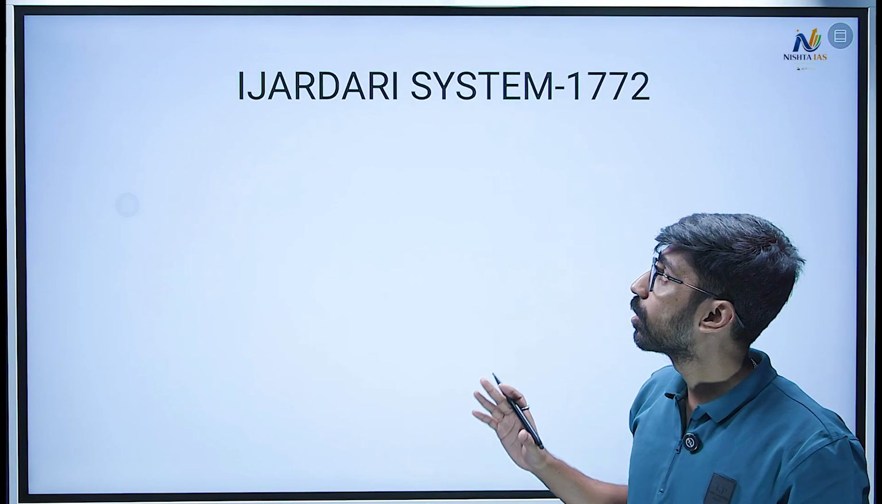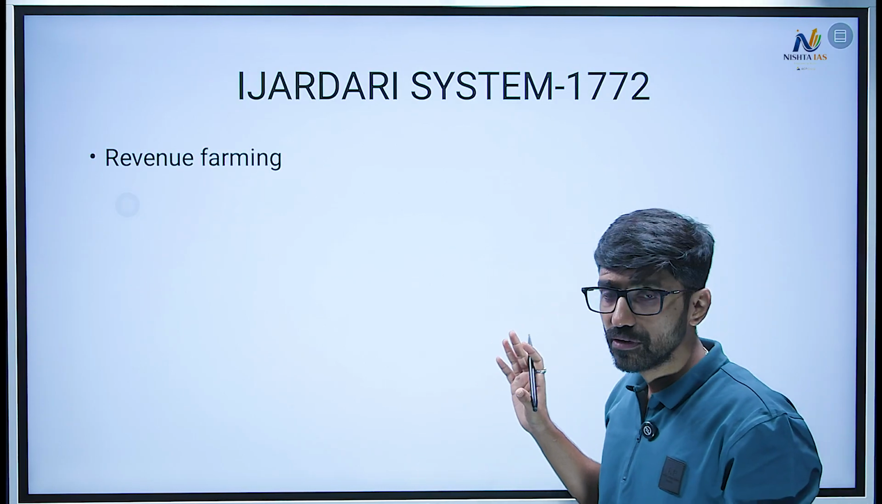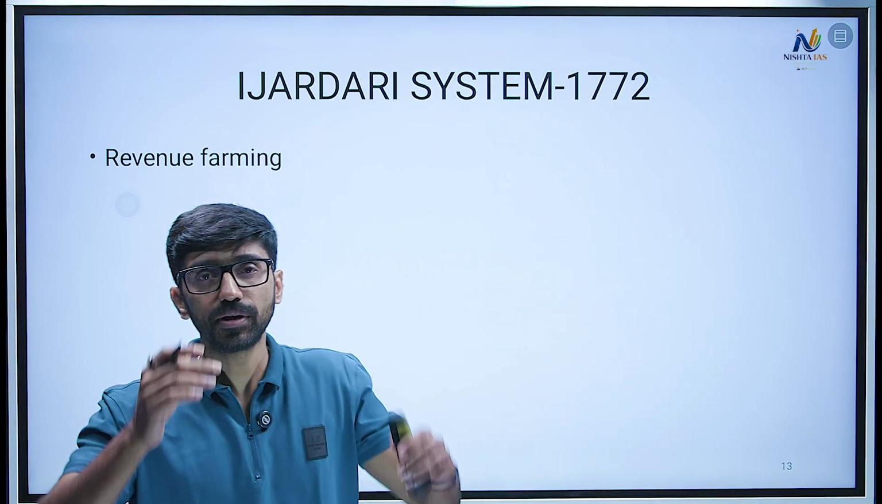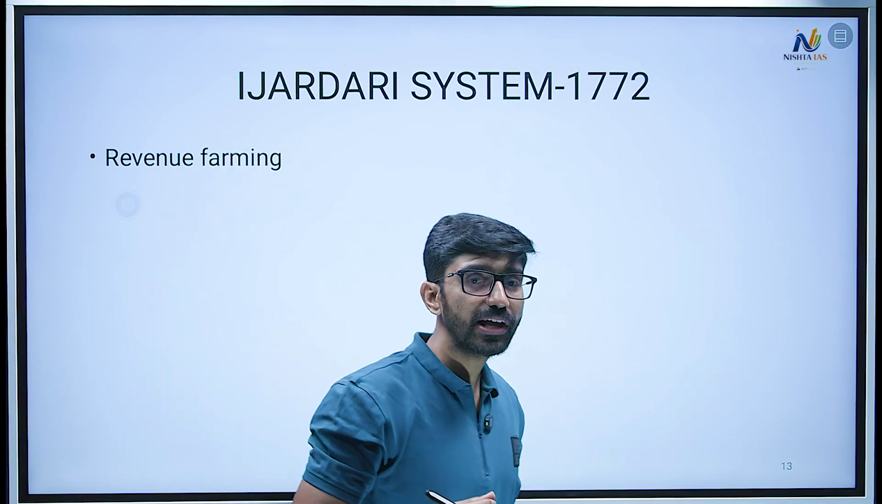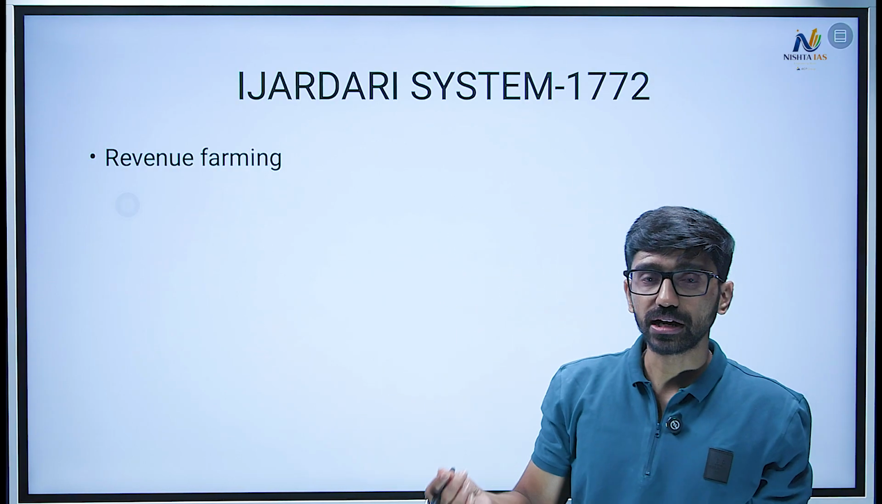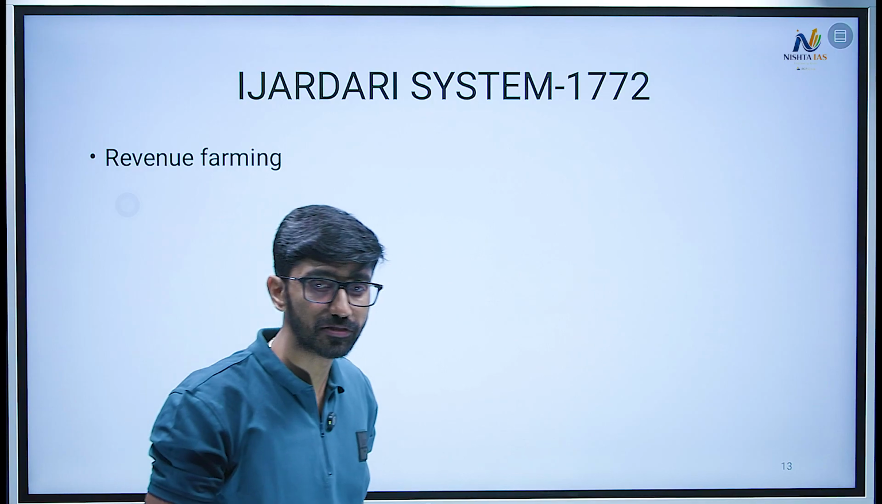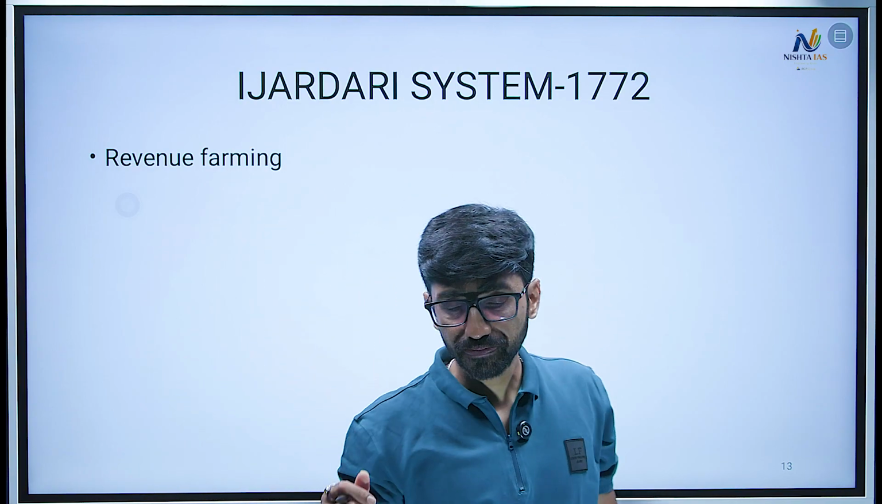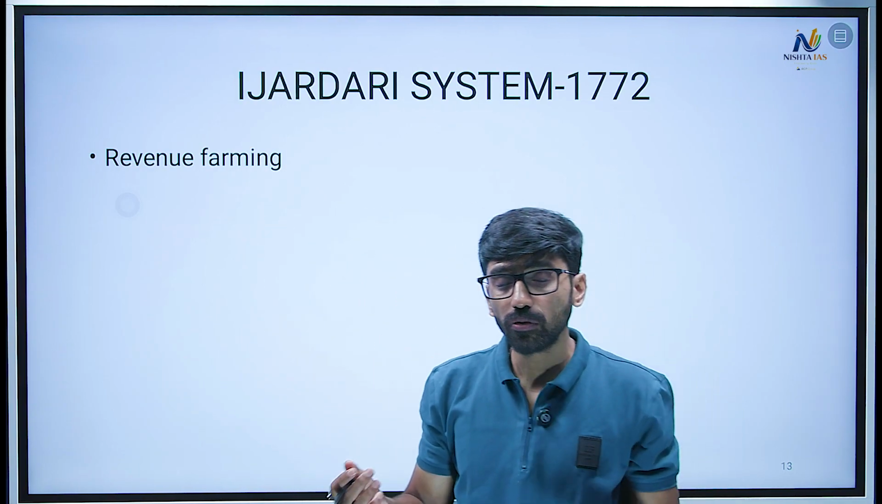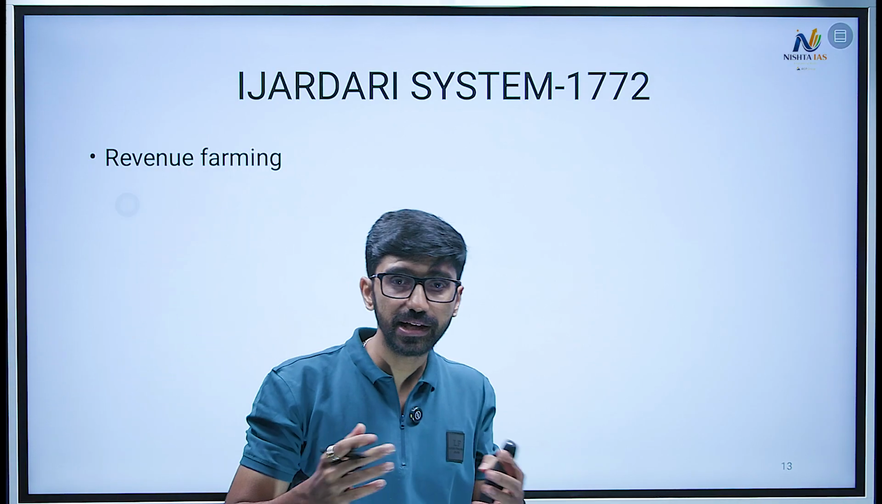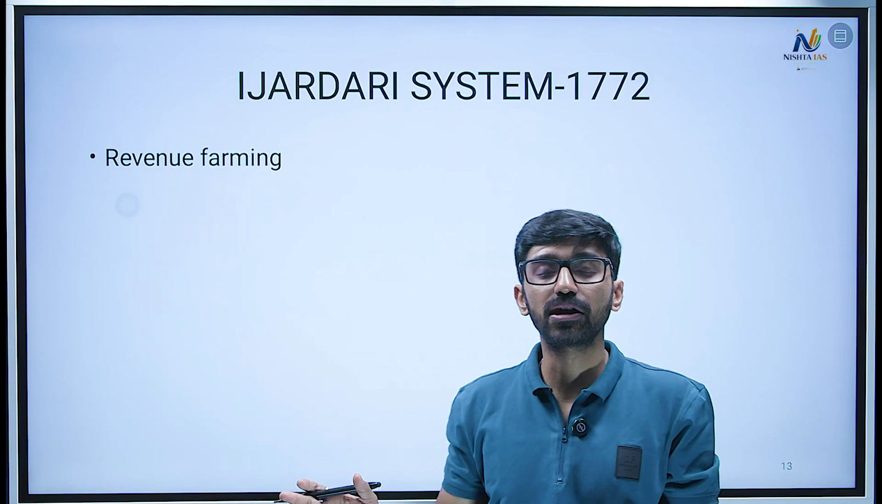Now first, let's talk about the Ijardari system. It was brought by, we can say, Warren Hastings. It is also called the revenue farming method. What is Ijardari, what is the revenue farming method? The East India Company got the right to collect revenue through Diwani rights in 1765, the Treaty of Allahabad or Treaty of Prayagraj, with Shah Alam II. After the Battle of Buxar, the East India Company had the right to collect taxes, and now they wanted to collect taxes from millions of peasants, especially in Bengal, Bihar and Odisha.